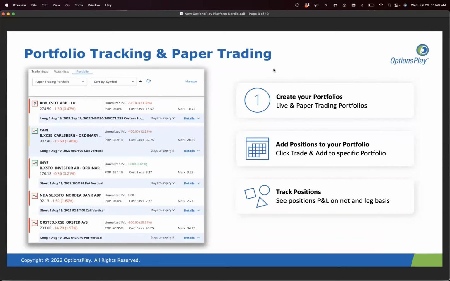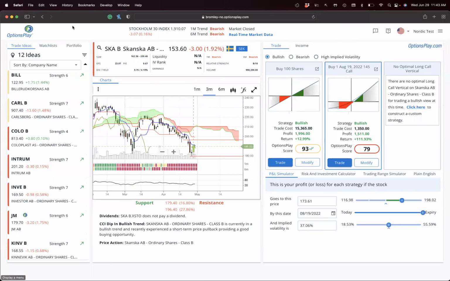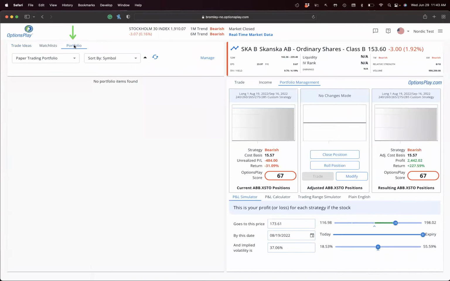But the big thing that we've added here is portfolio tracking and paper trading. So this allows you to effectively create portfolios in your platform. You can add positions to your portfolio very easily by just simply clicking on the trade button, and then you can now track all of your positions here using our portfolio tool. So I want to spend a few minutes showing you this particular tool. And like I said, this is now available under the portfolio tab.